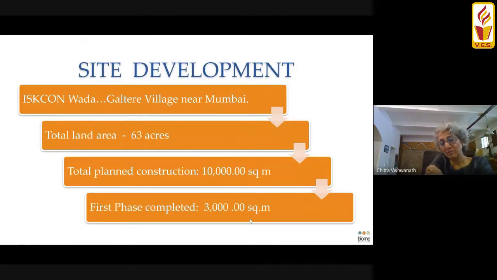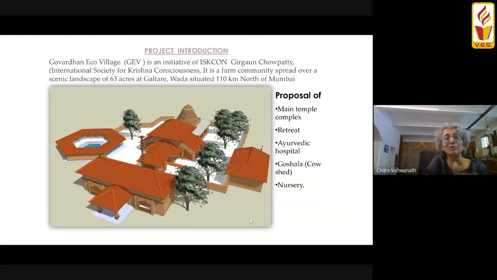So we're going to the next project, which is ISKCON. This is in Galtare village, which is about 100 kilometers from Mumbai. The total land was 63 acres. We started with the first phase of 3,000 square meters of construction. We have completed about 10,000 square meters. Though this part didn't happen, the whole proposal was that you make a temple complex, a retreat, an Ayurvedic hospital, Goshala, and nursery.